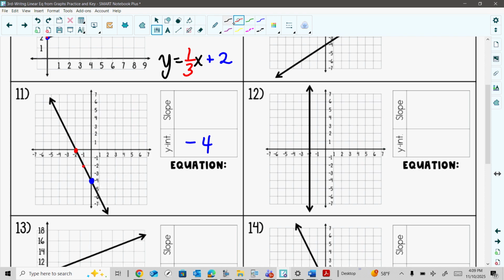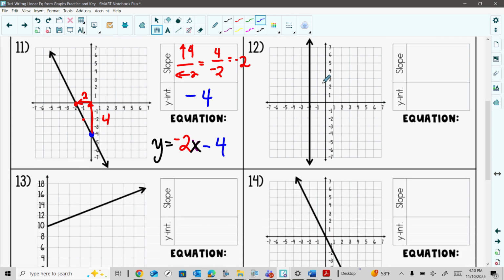And if I count my rise over run from the y-intercept, I'm rising up 4 units, but I'm going to the left 2. Now, you need to understand, because I'm going to the left 2, that is a -2. So up 4 to the left 2, 4 over -2 reduces to just -2. So our equation is y equals -2x. Let's do that in black. And then the y-intercept is -4, so this will be -4.